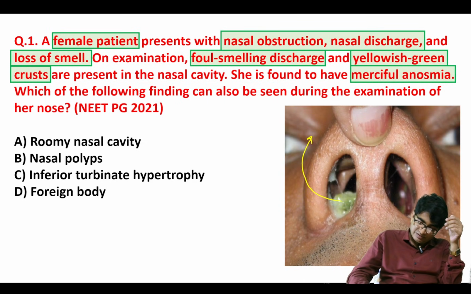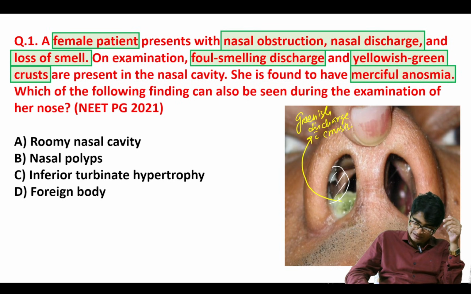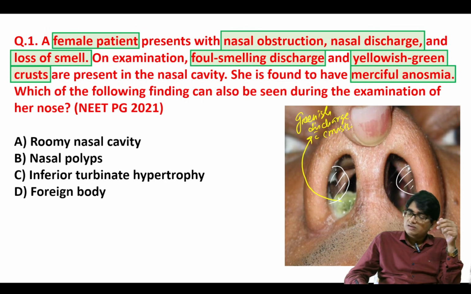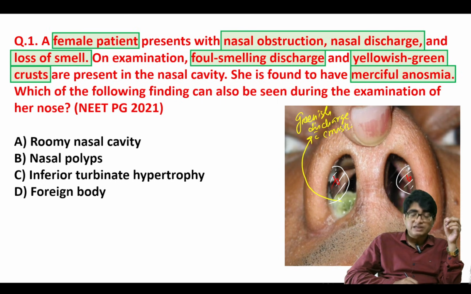There is a greenish discharge with crusts, and normally on anterior rhinoscopy we see some bulges like this on the lateral wall of the nose. They are nothing but the inferior and middle turbinates. Mostly inferior turbinates are seen. Okay, now these turbinates are actually absent or rather degenerated in this patient.